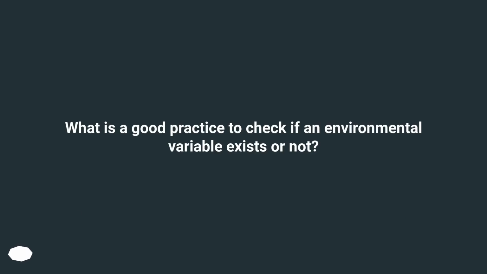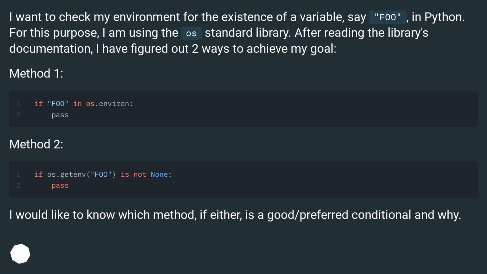What is a good practice to check if an environmental variable exists or not? I want to check my environment for the existence of a variable, say foo, in Python. For this purpose, I am using the os standard library. After reading the library's documentation, I have figured out two ways to achieve my goal.